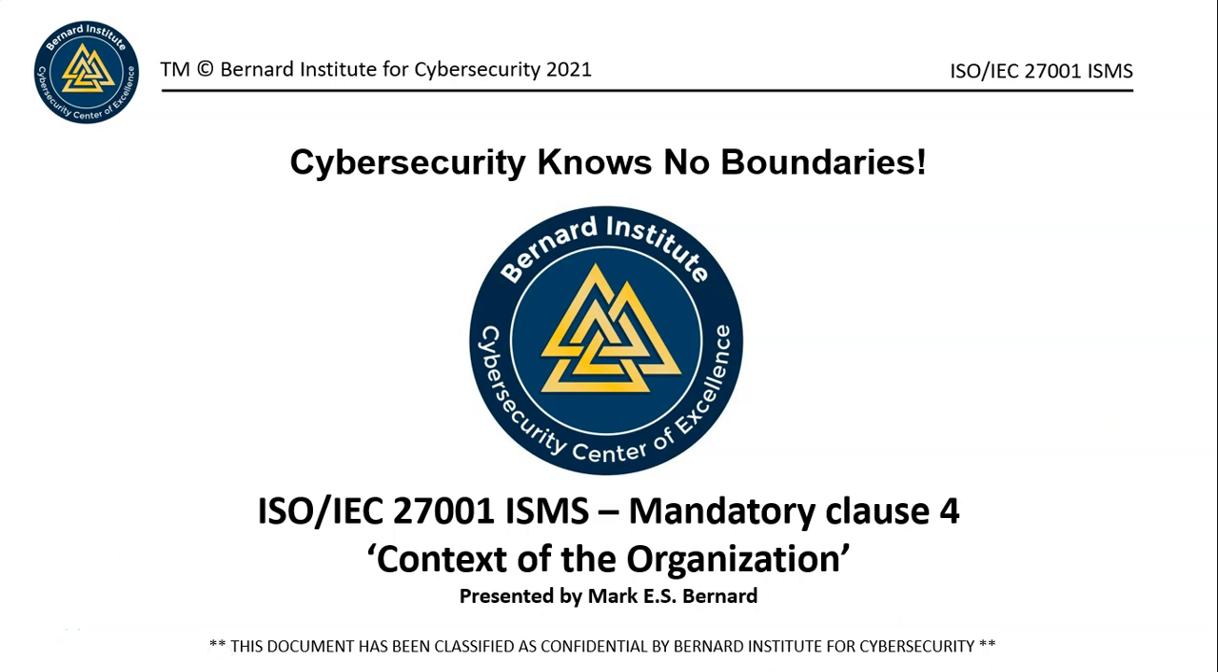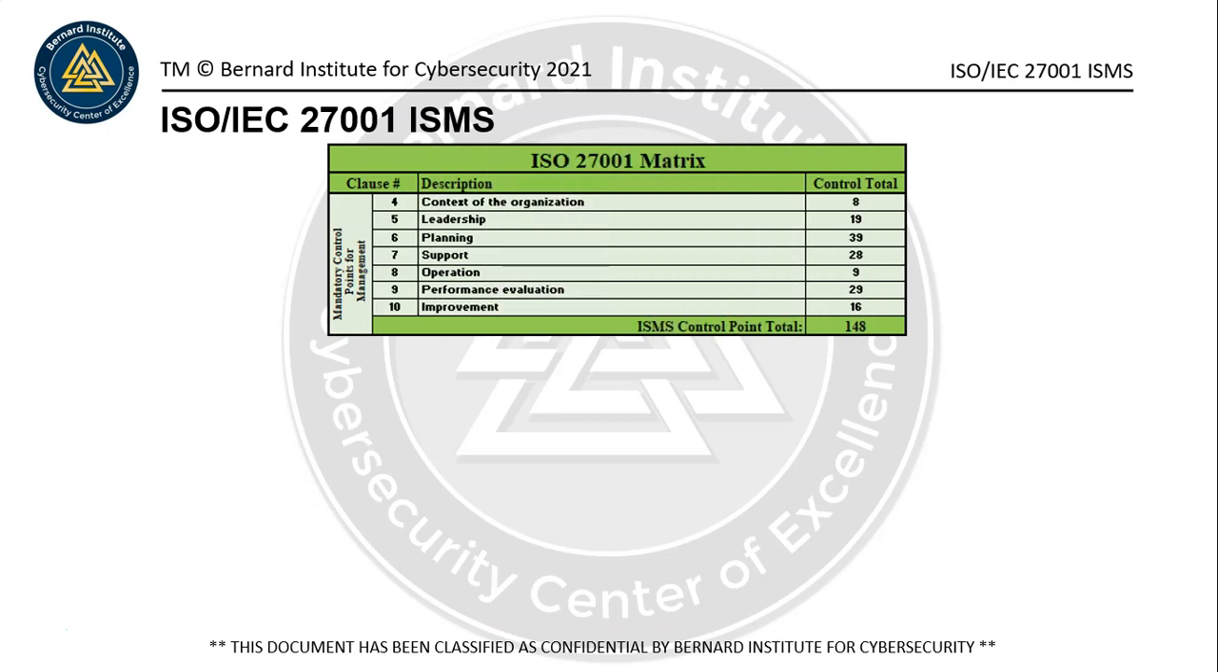And today I'm talking about the mandatory clause for context of the organization under ISO 27001. In ISO 27001, Information Security Management System, there are two parts to the auditable specification. The first part, clauses 4 to 10, describes a number of control points listed within the specification for the management system. These are considered to be mandatory. All of these controls, 148, have to be in place. And they cover topics like context of the organization, leadership, planning, support, operation, performance evaluation, and improvement.